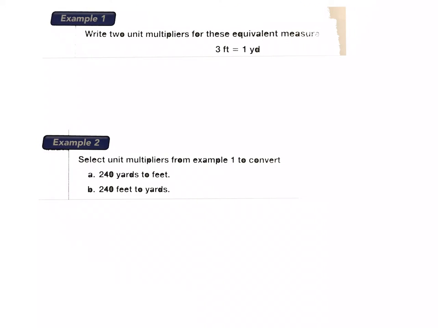So this is example 1. It says write 2 unit multipliers for these equivalent measures. So 3 feet is equal to 1 yard. I can write that as 3 feet divided by 1 yard, or I can write that as 1 yard divided by 3 feet. So there are 2 unit multipliers from this given thing.